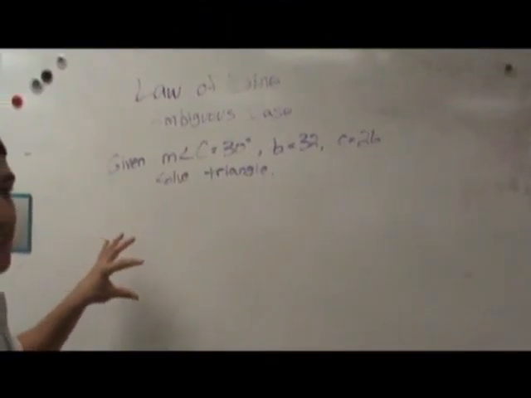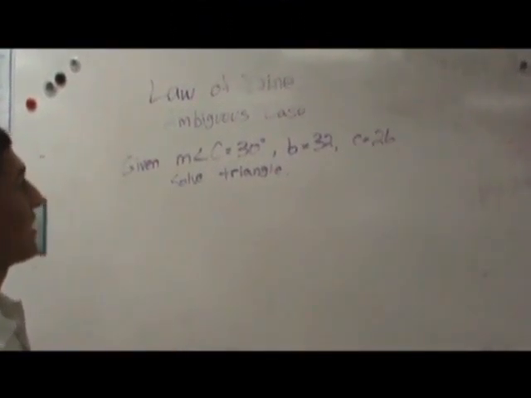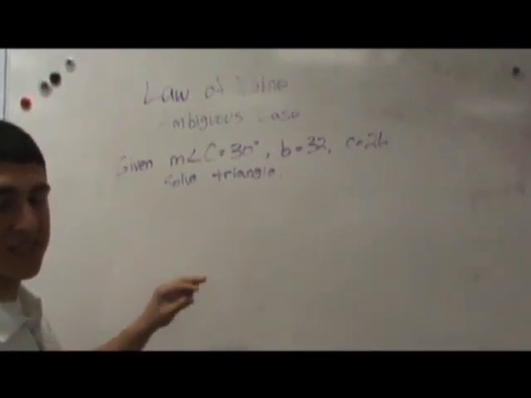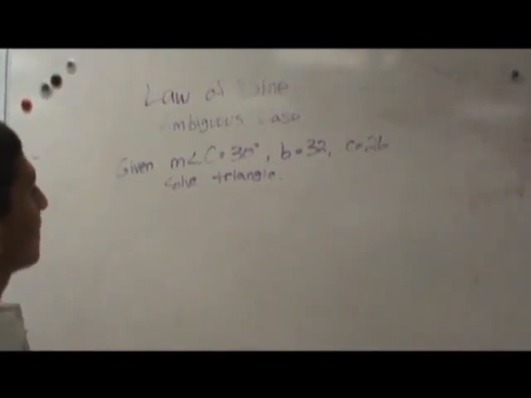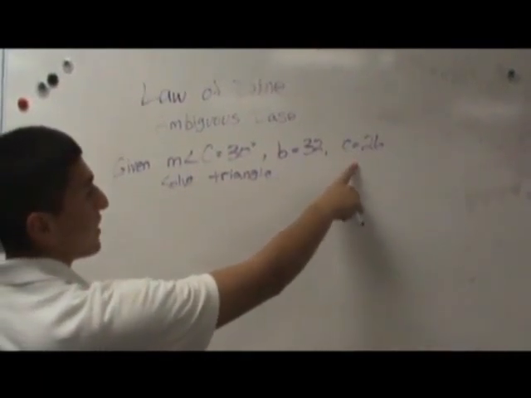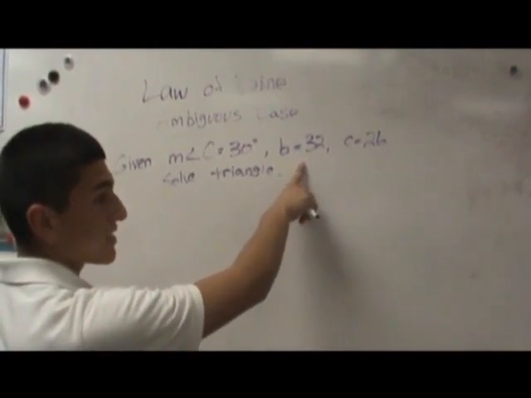Okay, so law of sines. This is the ambiguous case. The ambiguous case is when there's more than one solution to the triangle. In order to find that, you have an angle and the opposite side and an adjacent side.